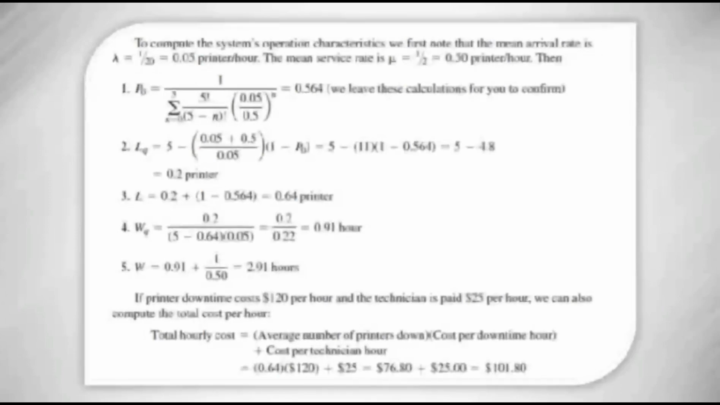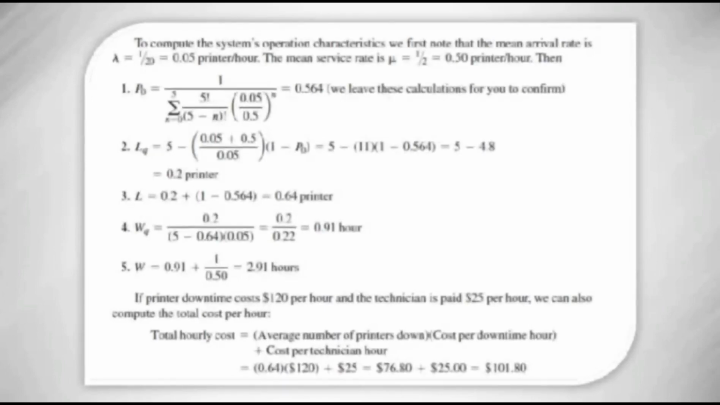Then, next, after we get the average waiting time in the queue, let's find the average time in the system. So, our formula would be WS is equal to WQ plus 1 divided by the service rate. So, substitute again: 0.91 plus 1 divided by 0.50 is equal to 2.91 hours. So there, we already solved the formulas from 1 up to 5, but it has added an assumption or additional changes.